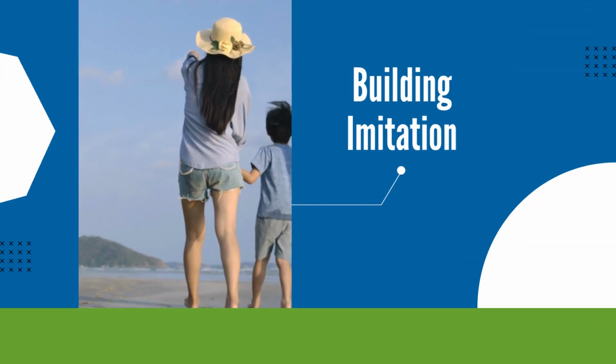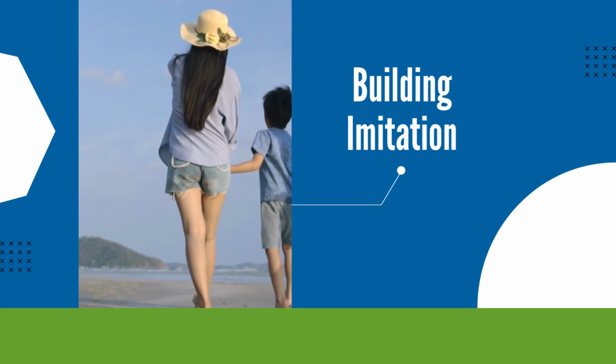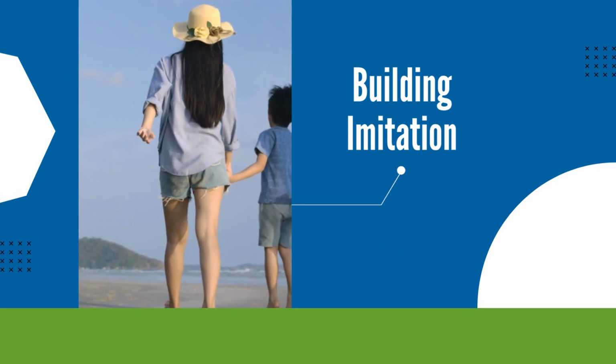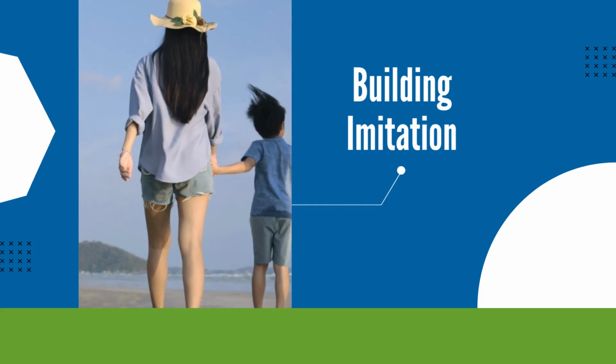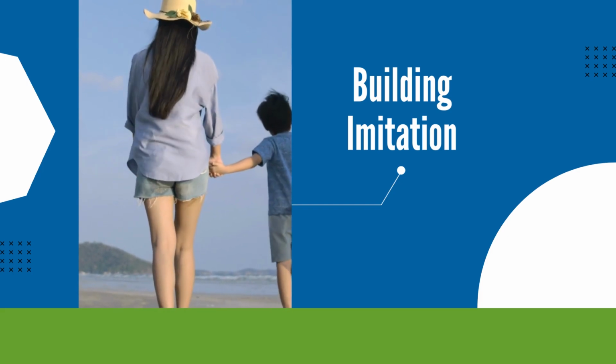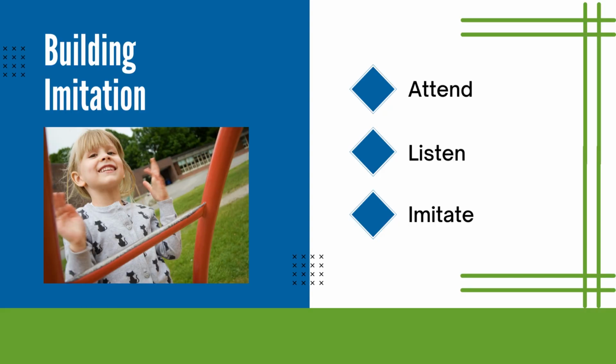You might be noticing that your child needs a little bit of practice on imitating sounds and words. Let's talk about what you can do. We have a strategy to help build imitation and get ready for speech therapy. It's called attend, listen, imitate. Let's go through an example. Imagine your child wants to climb up the ladder at a park and needs a bit of help. Our goal is for your child to imitate the word up using attend, listen, imitate.